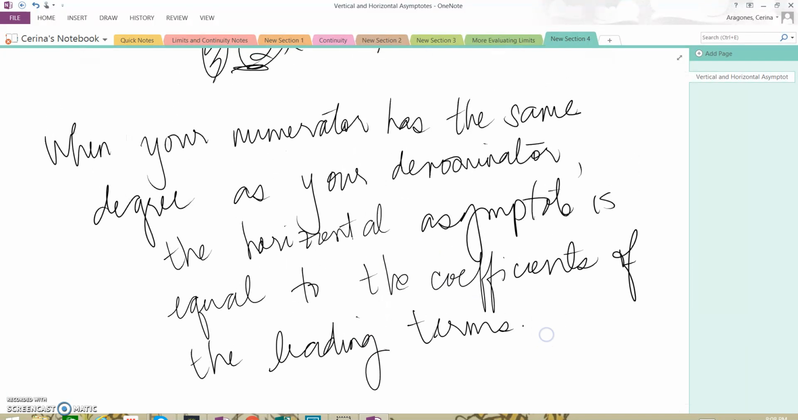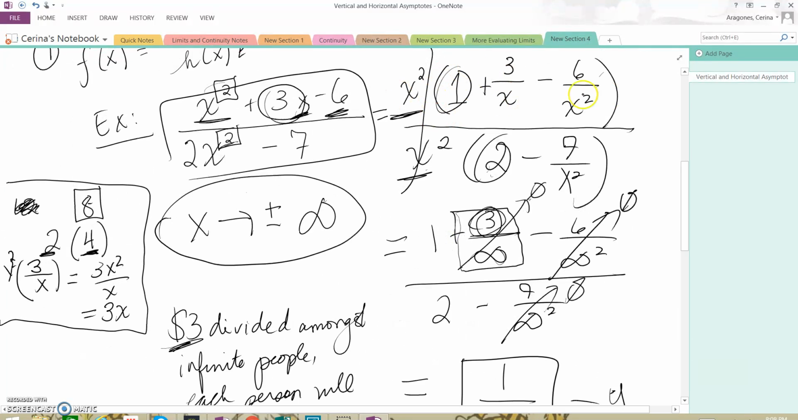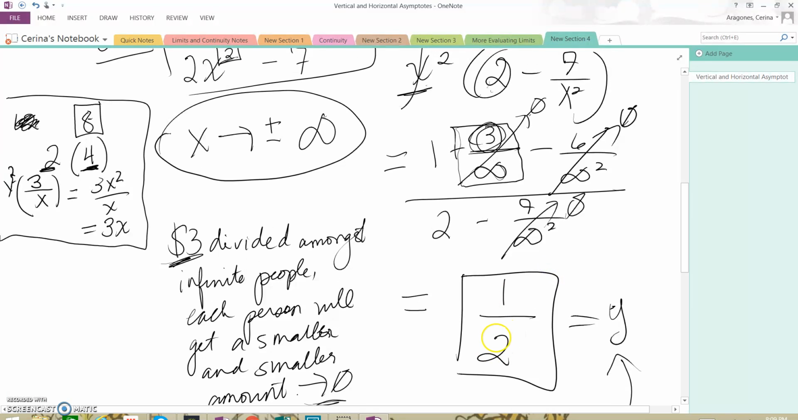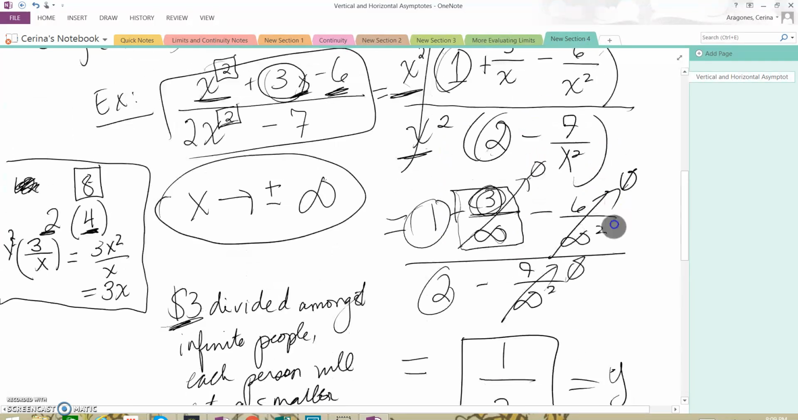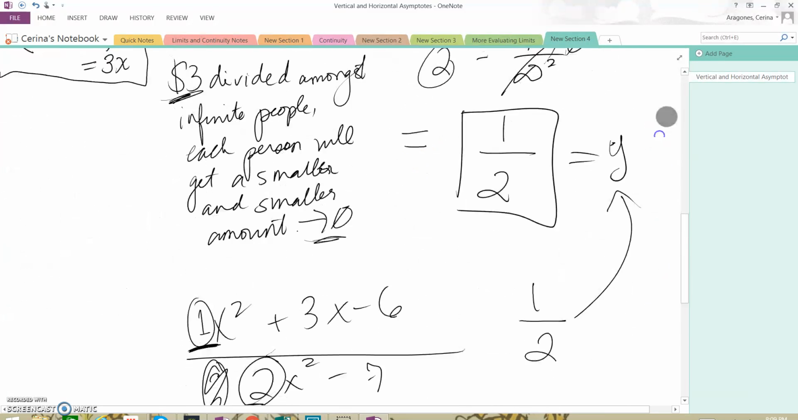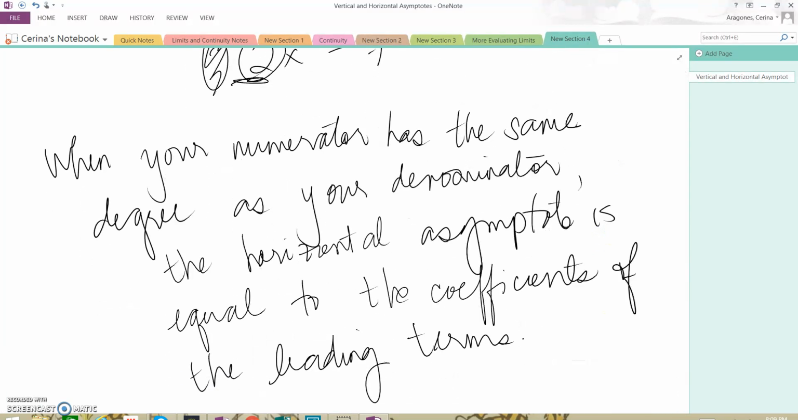Okay, and we didn't have to go through all this. I could have just told you that. We didn't have to go through this factoring and canceling, but I wanted you to see why this happens. Why we can just take the coefficients of the leading terms, and that's our horizontal asymptote. It's because all the other terms cancel out when we factor our leading term, x squared. Okay? So that's the first case, when we have the same degree numerator and same degree denominator.